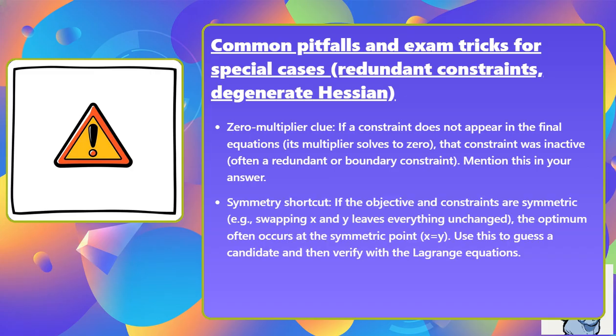Symmetry shortcut. If the objective and constraints are symmetric, for example, swapping x and y leaves everything unchanged, the optimum often occurs at the symmetric point, x equals y. Use this to guess a candidate and then verify with the Lagrange equations.